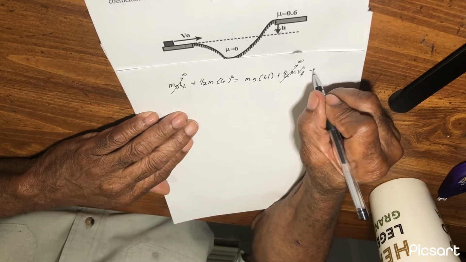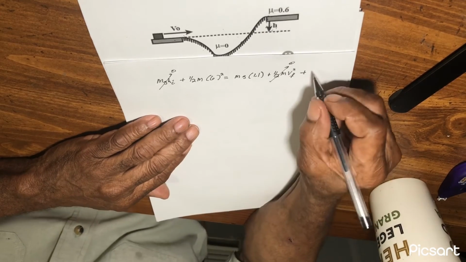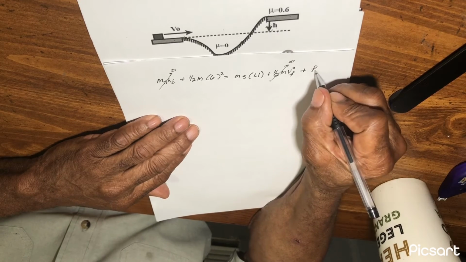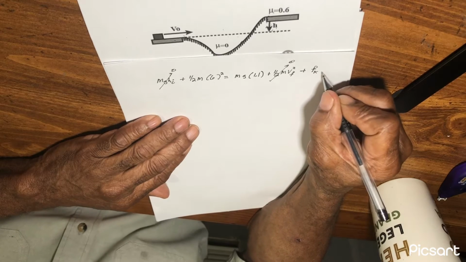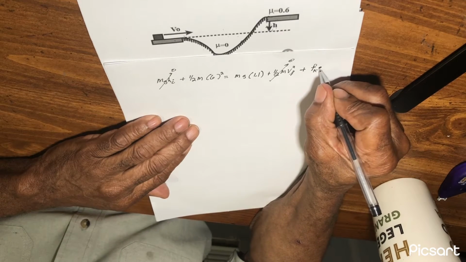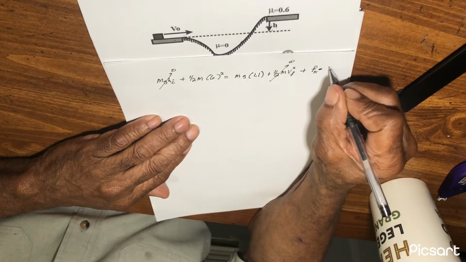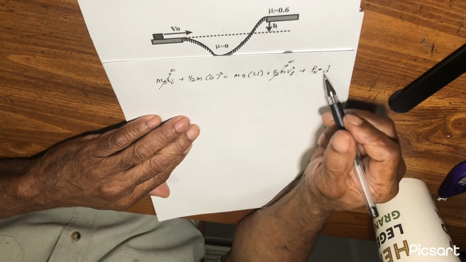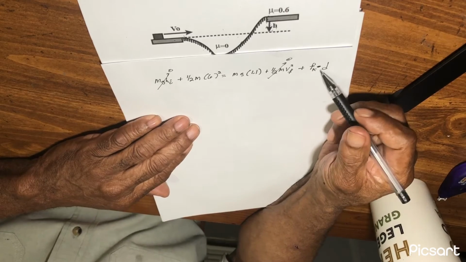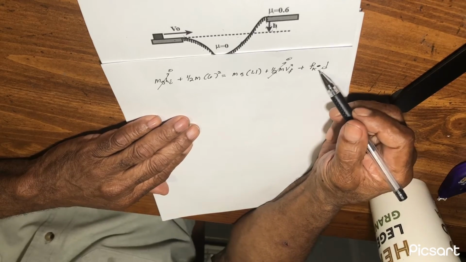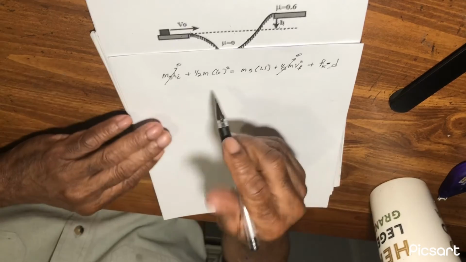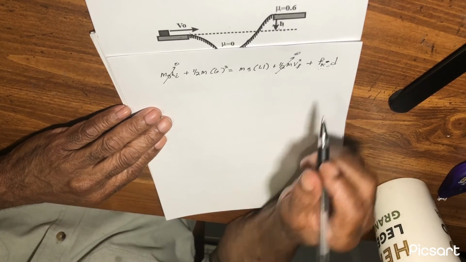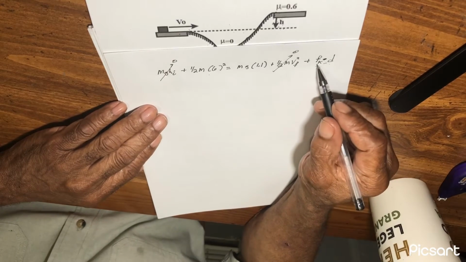Plus a friction force, Fk, times d. That's the work the friction force is doing, which is going to dissipate as heat. So let's solve this. First, we need to do Fk.